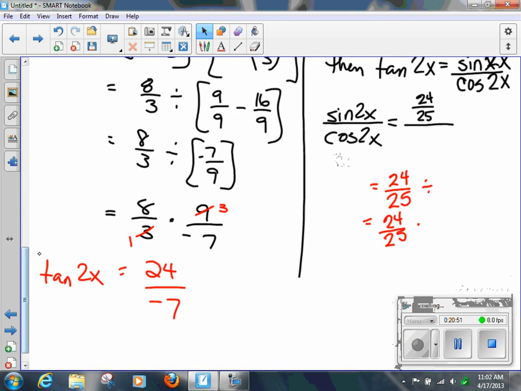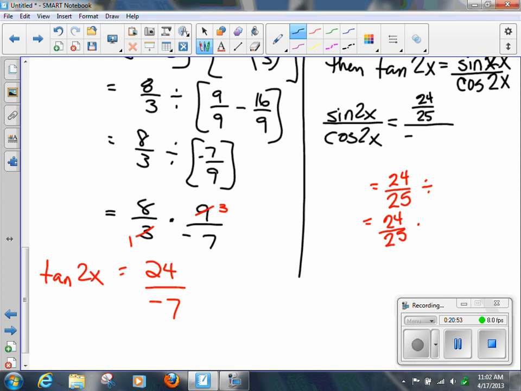I did 7 over 25. Which is multiplied by 25 over, there we go. Look at here. Boom, boom. 24 over negative 7. How about them apples? Do you notice anything?